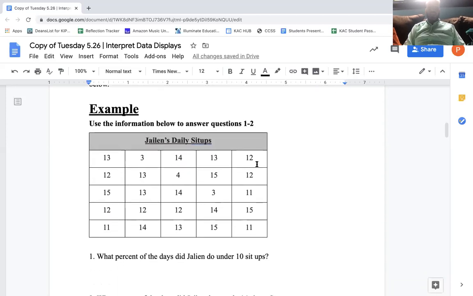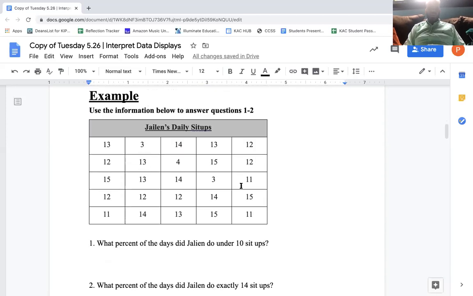Example: it says use the information for questions 1 and 2. This chart gives us Jalen's daily sit-ups. The first thing I always like to do is check how many numbers there are so I know what I'm going to deal with. 1, 2, 3, 4, 5. There's 25 numbers. I also like to think about what these numbers mean. 14, okay, that means on this day, Jalen did 14 sit-ups. 3, on this day, Jalen did 3 sit-ups. Week, okay, so now I know what those numbers are.